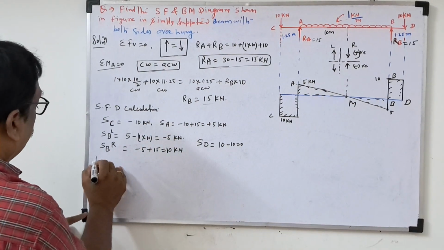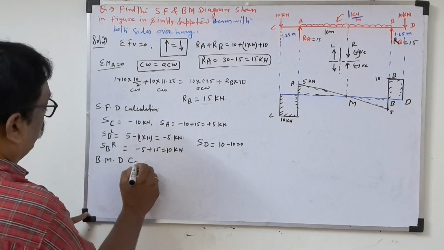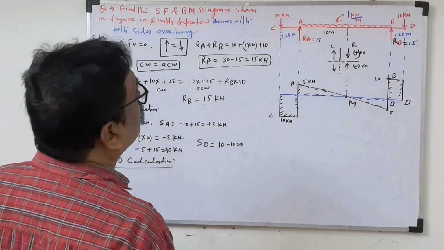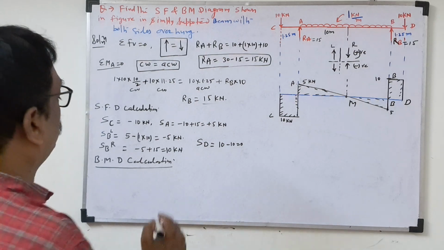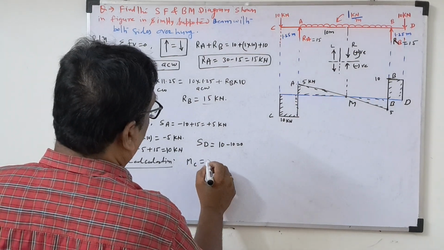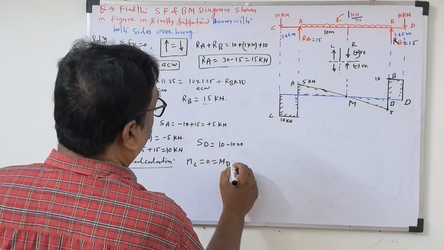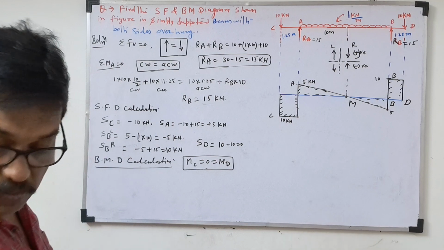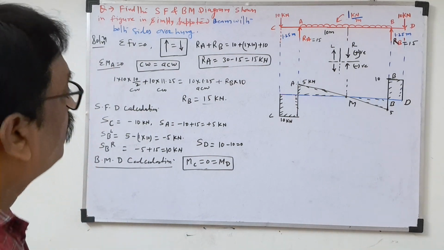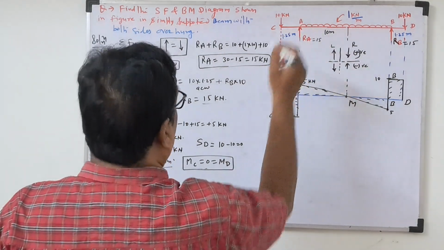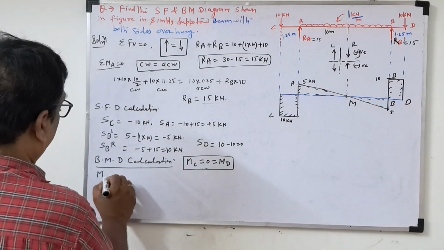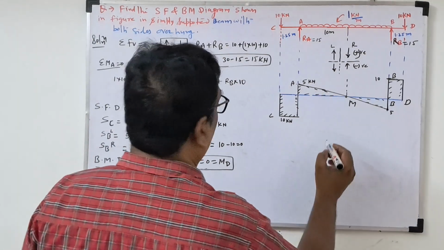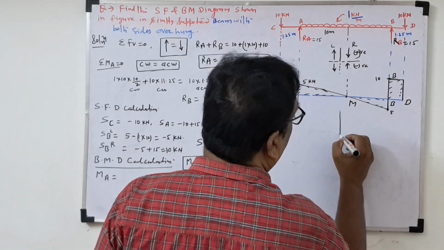So now we'll go to the bending moment diagram calculation. In the bending moment diagram calculations, SC and MC. MC equal to 0, MD will be 0 only. The bending moment about C and about D will be 0. MC and MD will be 0. So we'll calculate the bending moment at A. So MA, that is called the bending moment at A. Its sign conventions we will follow again here. So draw one section here.